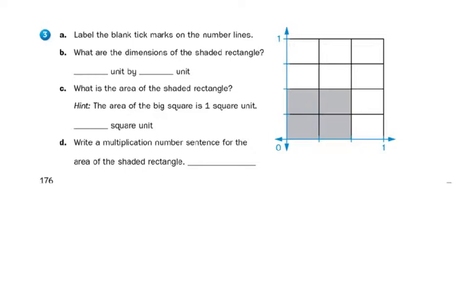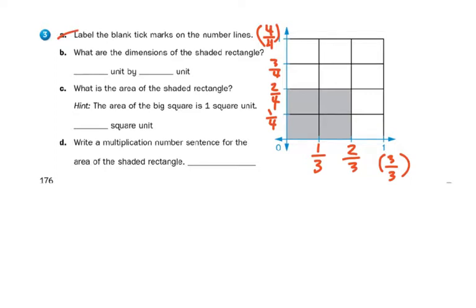Number 3, label the blank tick marks on the number lines. So let's do that first. 1, 2, 3 equal sections. So it's divided into thirds. 1/3, 2/3, and 3/3 is the same as 1 whole. This one's divided into 4 equal parts. So 1/4, 2/4, 3/4, and 4/4 would be the same as 1 whole.